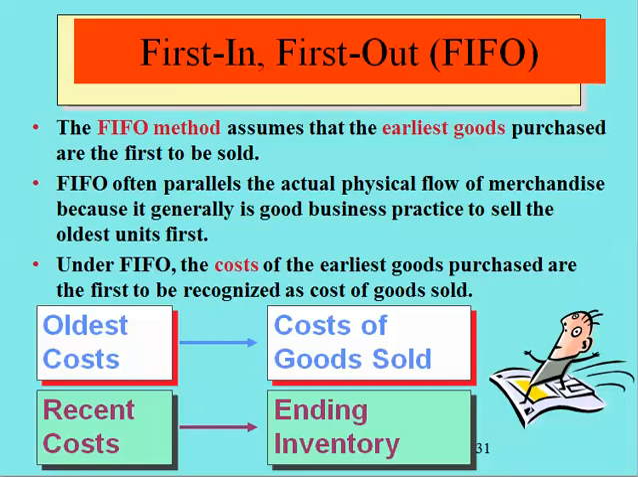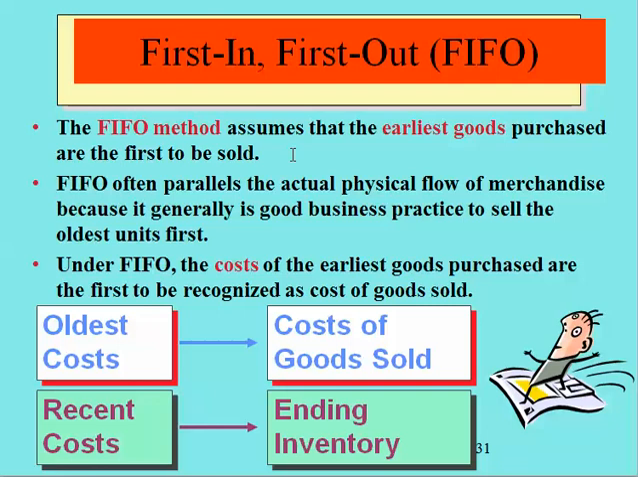Then we get into the two that are a little bit more complex. And again, we're still going to use a simplified illustration here. So FIFO stands for first in, first out, and it's very descriptive. The first merchandise purchased, we assume, will be the first ones out the door. It doesn't necessarily correlate with the flow of the merchandise, but we are going to assume that.